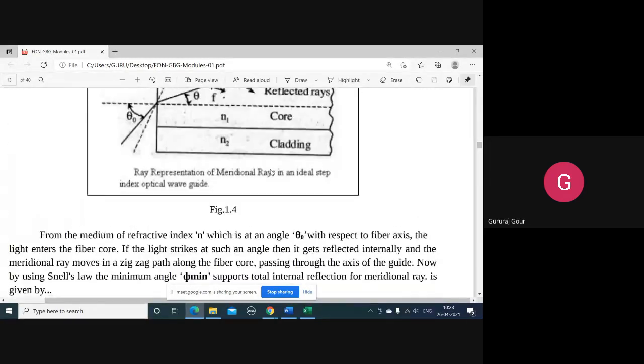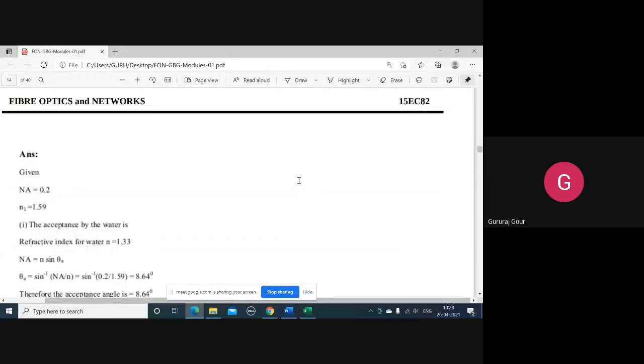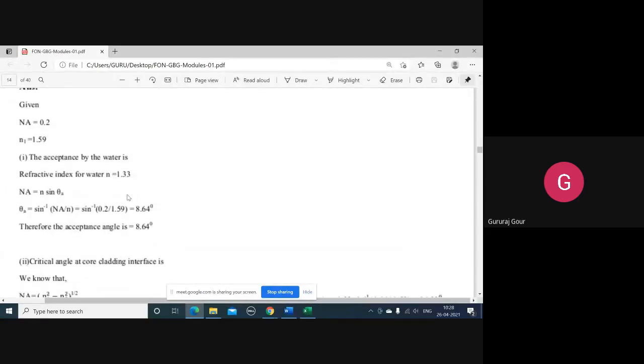You can see the figure. Sorry, here N1 means core, he has taken. Okay, you take it as cladding refractive index, you took it as N1. Okay, no problem. But you have to define N1 means cladding you are taking.